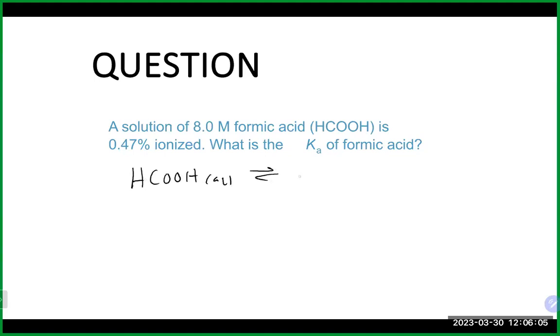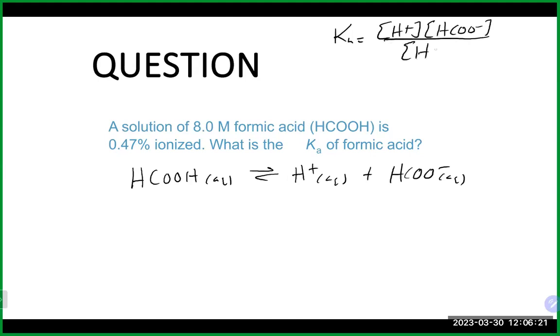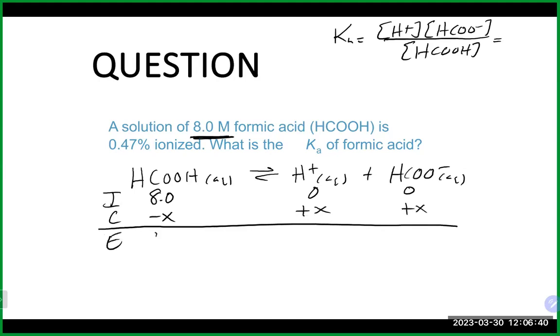If we set up the equilibrium here, we would have H plus and HCOO minus in this case. Our Ka expression would be our products divided by our reactants. And if we did an ICE table here with the information given to us, we are starting with 8 molar of this, 0 of this. Change would be minus X, plus X, plus X. At equilibrium, we would have 8 minus X, X, and X.